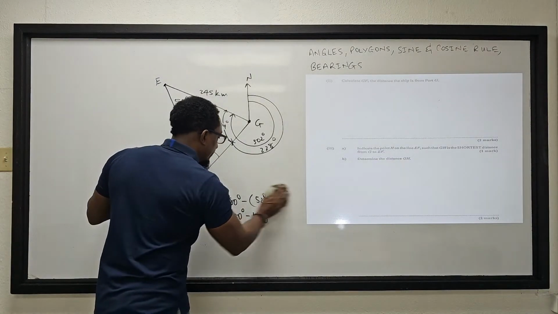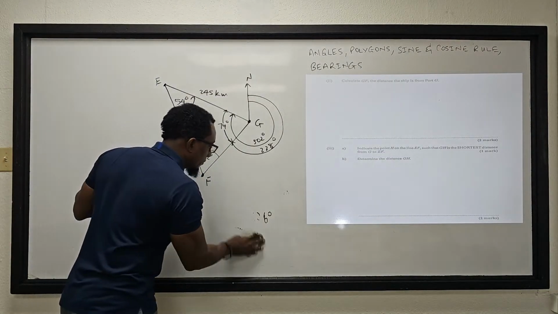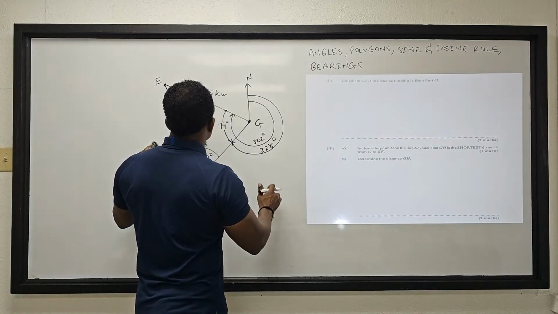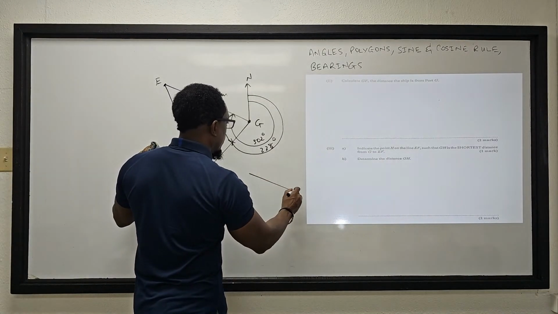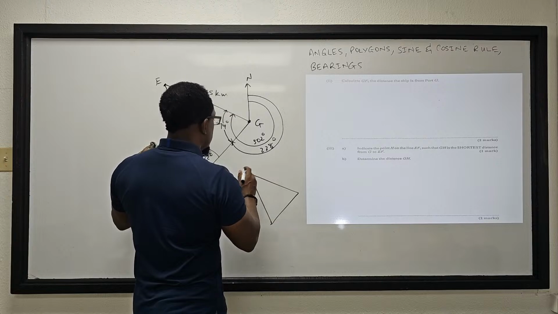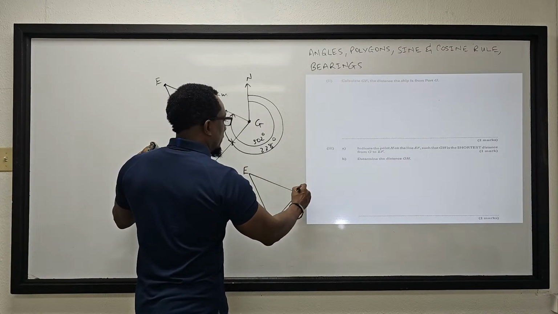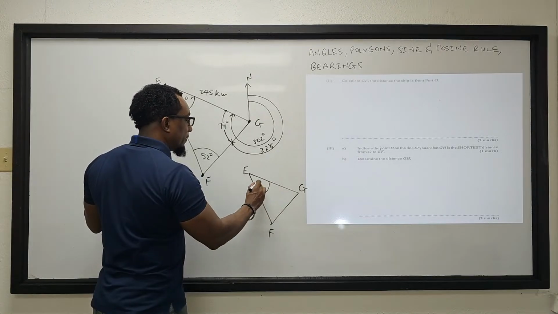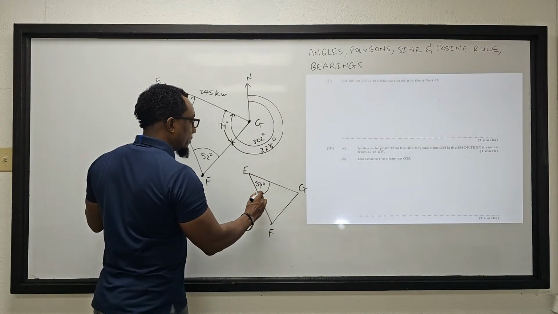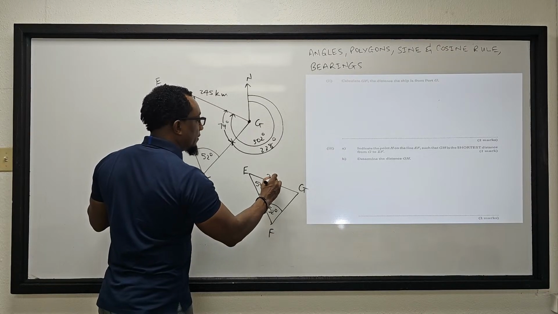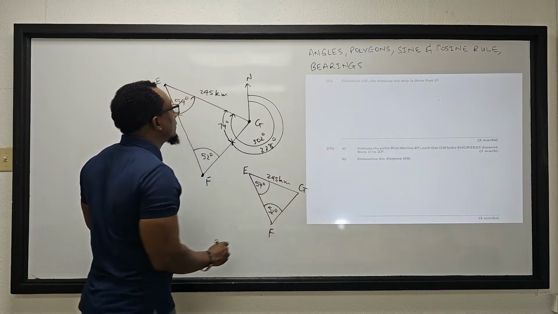Let's pull out the non-right angle triangle separately. This is it here. This is E, G, F. This is 54 degrees. This is 52 degrees. This is 245 kilometers.